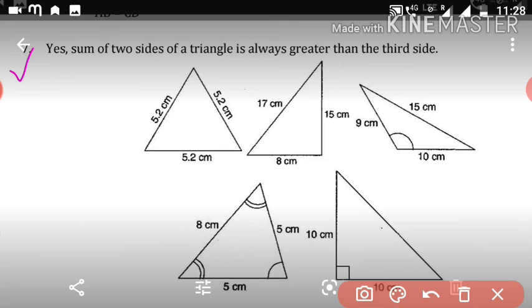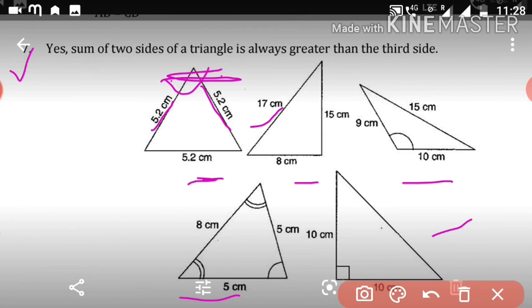So you can see these are the 5 triangles. Okay, this is 1, this is 2, 3, 4 and 5. Now the measure of the first triangle, 5.2, 5.2 and 5.2. Now if you add any two sides, suppose you add these two sides, then how much you will get? 5.2 plus 5.2, 10.4. Now 10.4 is always greater than 5.2, isn't it? So this exists.